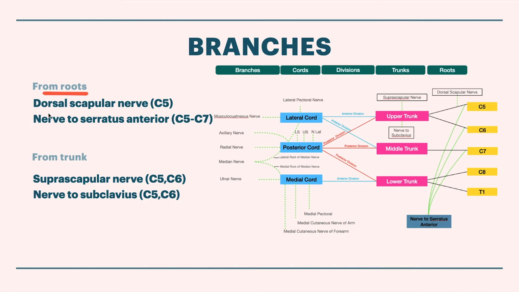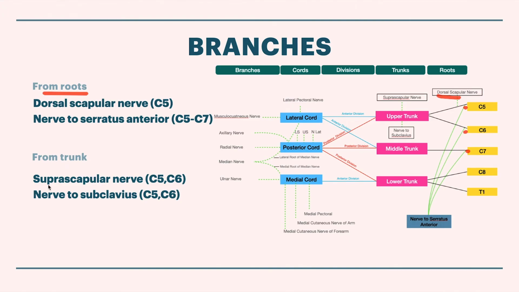Now let's have a look at the root values of the various branches. From roots, we have dorsal scapular nerve. Its root value is C5, we can see here. Then we have nerve to serratus anterior. Its root value is C5, C6 and C7. We can see here C5, C6 and C7.